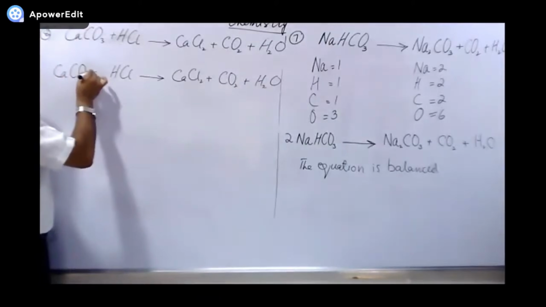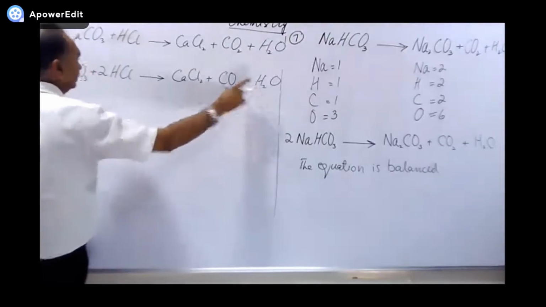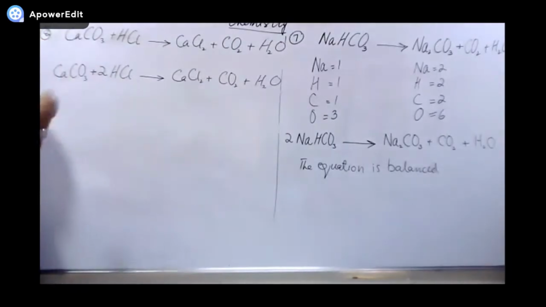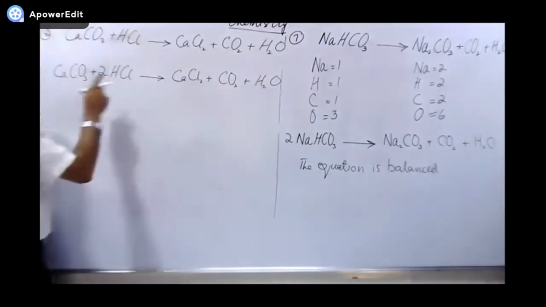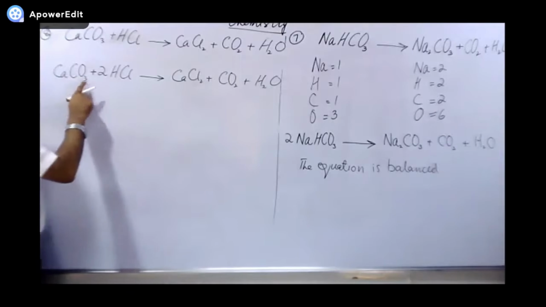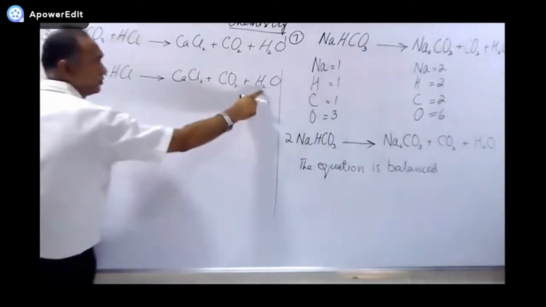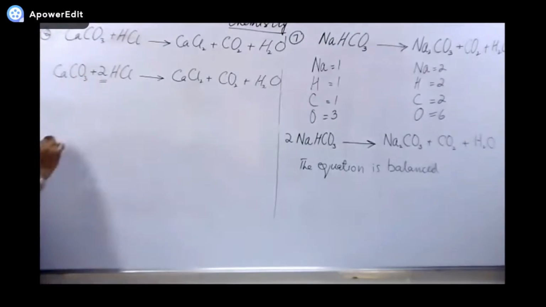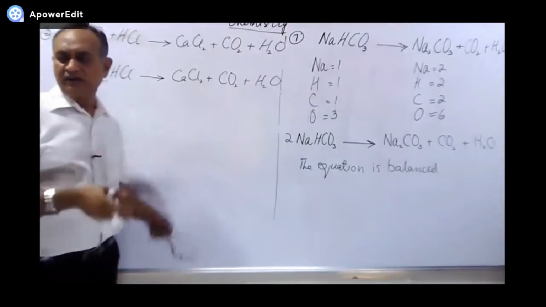Just write 2 over here. Now it has become 2 hydrogens, 2 hydrogens. 2 chlorine, 2 chlorine. Let's recheck them again. 1 calcium, 1 calcium. 1 carbon, 1 carbon. 3 oxygens, 2 plus 1, 3 oxygens. 2 hydrogens, 2 hydrogens. 2 chlorine, 2 chlorine. So by writing this magical 2, you have balanced each and every component of the chemical equation. Alright?